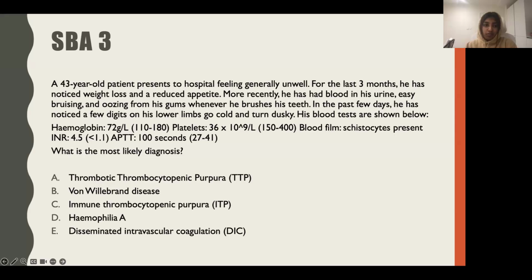Your next SBA. A 43-year-old patient presents to the hospital feeling generally unwell. For the last 3 months, he has noticed weight loss and a reduced appetite. More recently, he has had blood in his urine, easy bruising, and oozing from his gums whenever he brushes his teeth. In the past few days, he has noticed a few digits on his lower limb go cold and turn dusky. His blood tests are shown below. Hemoglobin of 72, platelets of 36, blood film shows schistocytes present, INR 4.5, and APTT of 100. What is the most likely diagnosis?